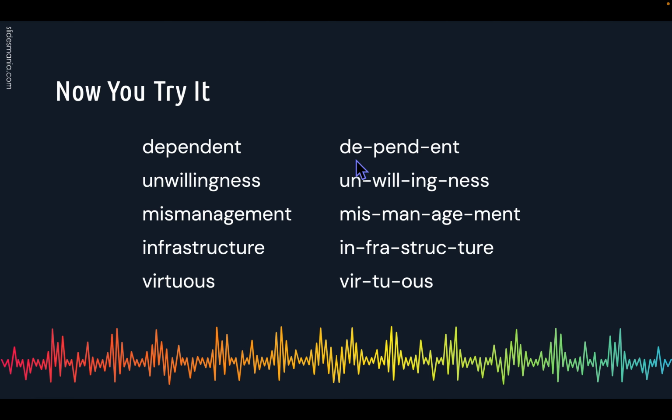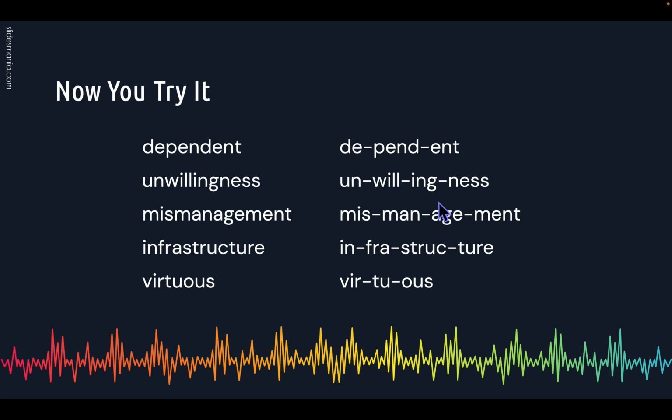All right, right here we have the prefix d, the suffix ent, dependent. Right here we have one prefix and two suffixes. So if we can recognize this, this, and this, we already have most of the word figured out. Unwillingness. Right here we have the prefix mis, the suffix ment, which only leaves us right here to figure out.